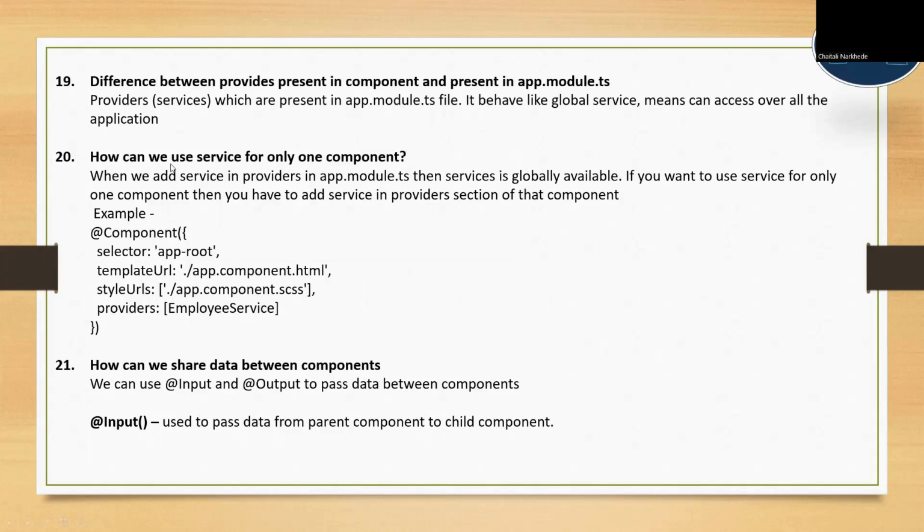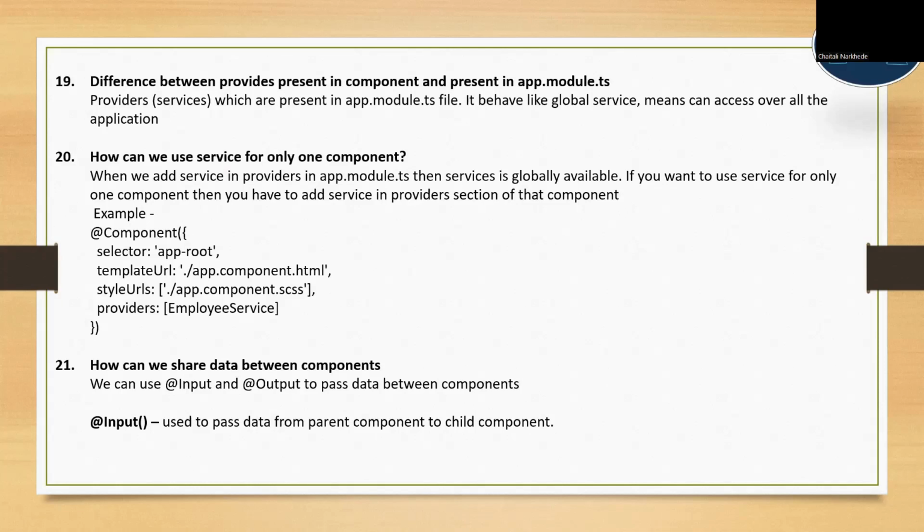Next question is, how can we use a service for only one component? If we add the service in providers in module.ts, then the service is globally available. If you want to use the service only for your component, then you have to add the service in the providers section of that particular component. Let's take an example. I have added providers in a particular component. So in the component decorator, we have selector, templateUrl, styleUrls, and a providers section is also available. If you want to use the service for that particular component, then you have to define that service in the providers section.